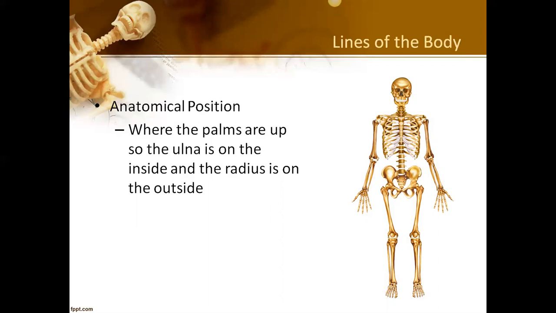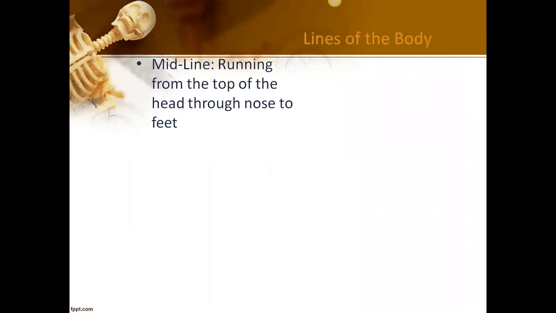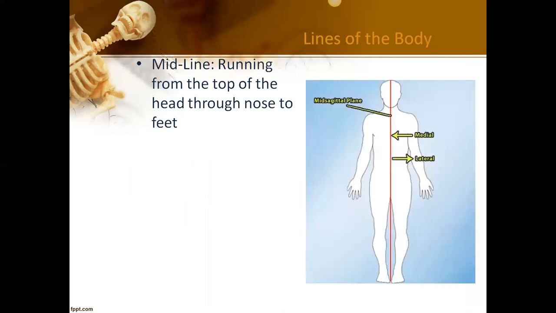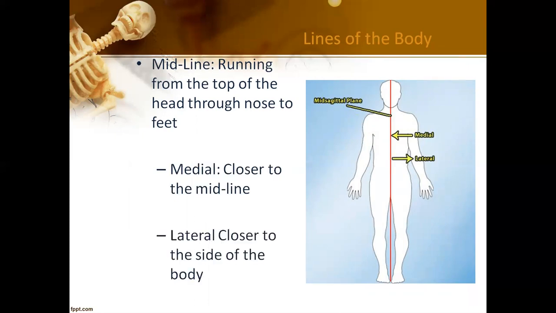So we call this position, with the palms forward, anatomical position. Now, the line that runs from the top of the head through the nose to the feet is referred to as the midline. So here's a picture of the midline. Now, as you move away from the midline, we call that moving laterally. And the bones that are closer to the midline are referred to as medial. So medial is closer to the middle, lateral is farther from the middle.